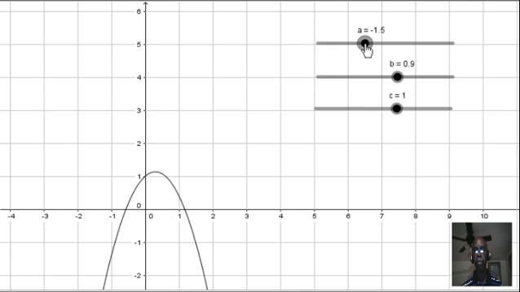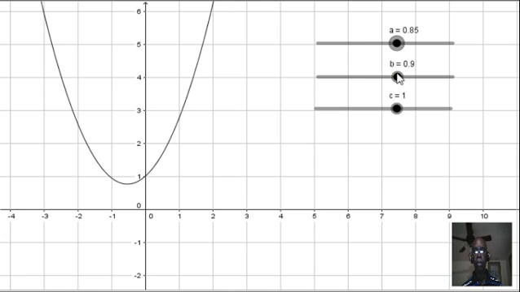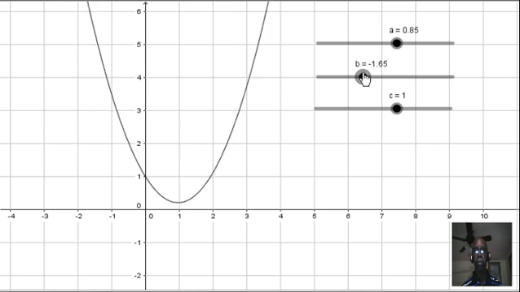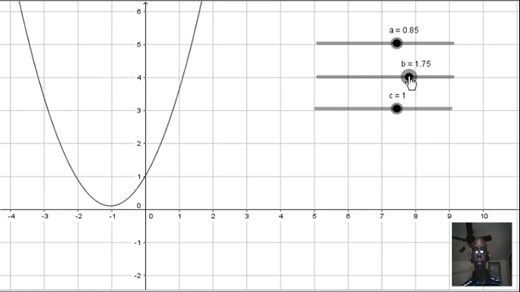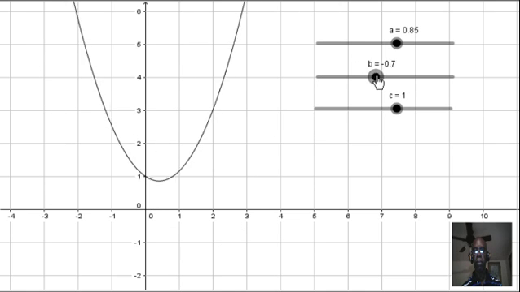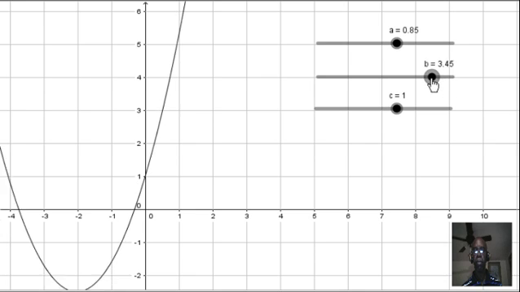Let us now look at the effect of b on the parabola. Changing the value of b will move the axis of symmetry of the parabola from side to side. Note what happens as I keep changing the b value. It is being pushed side to side. Increasing b moves the axis of symmetry in the opposite direction.